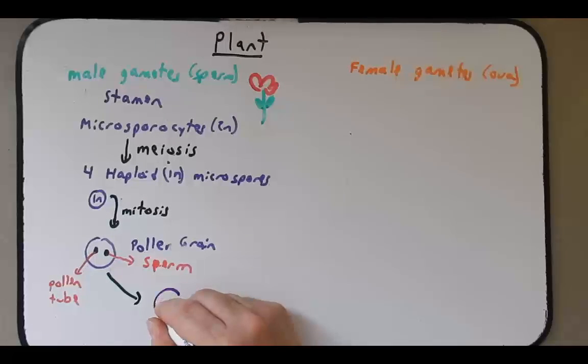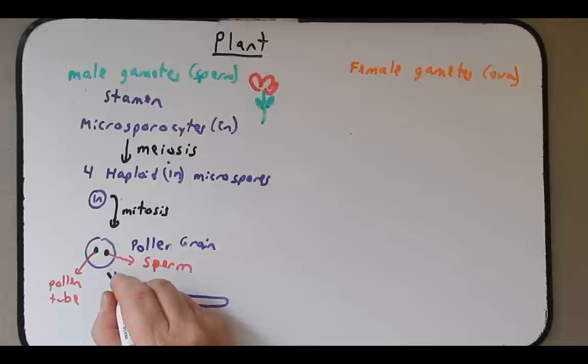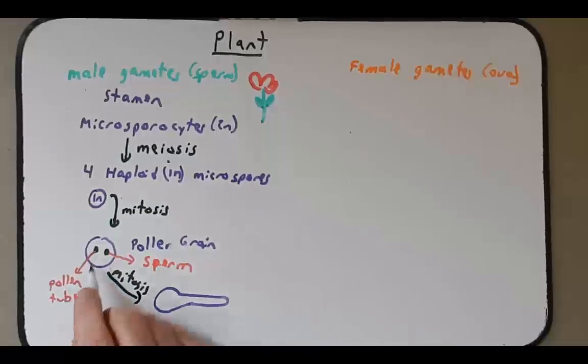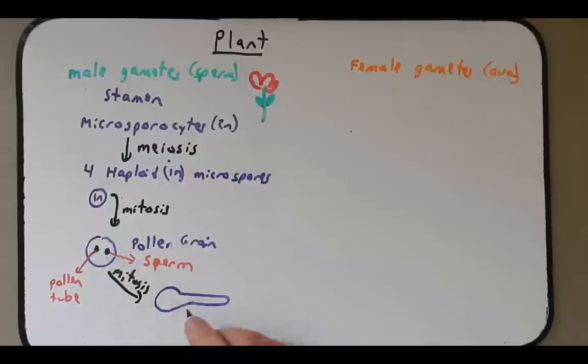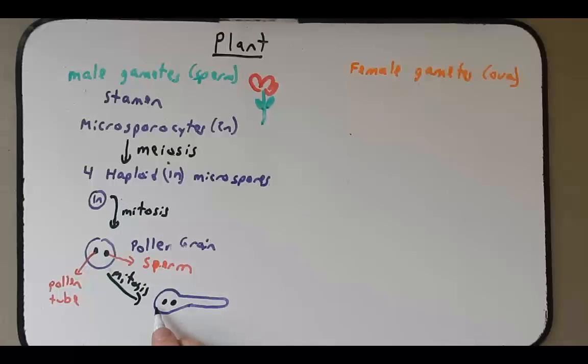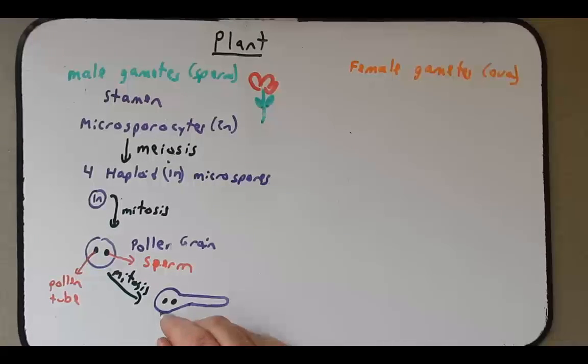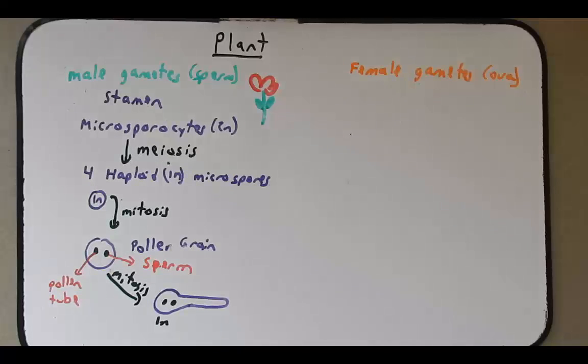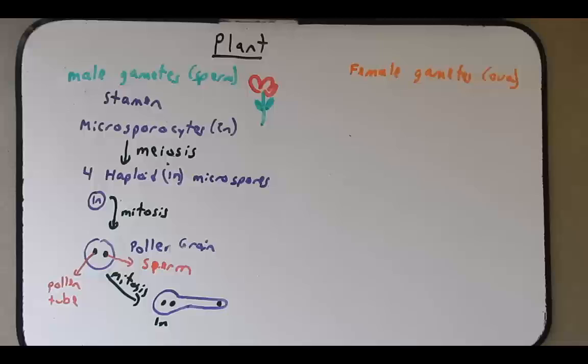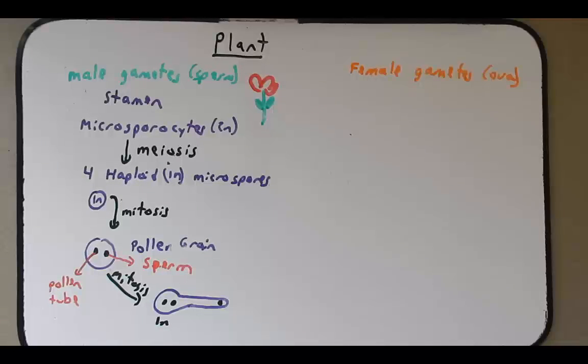And as it does this, it will undergo mitosis once again. Not the pollen tube nuclei, but the sperm nuclei will undergo mitosis to produce 2 haploid nuclei. So each of these nuclei here are 1N. And we'll come back to those in a moment after we've made the ova. Remember, this was the pollen tube nucleus, so it's right here containing the information to extend the pollen tube.